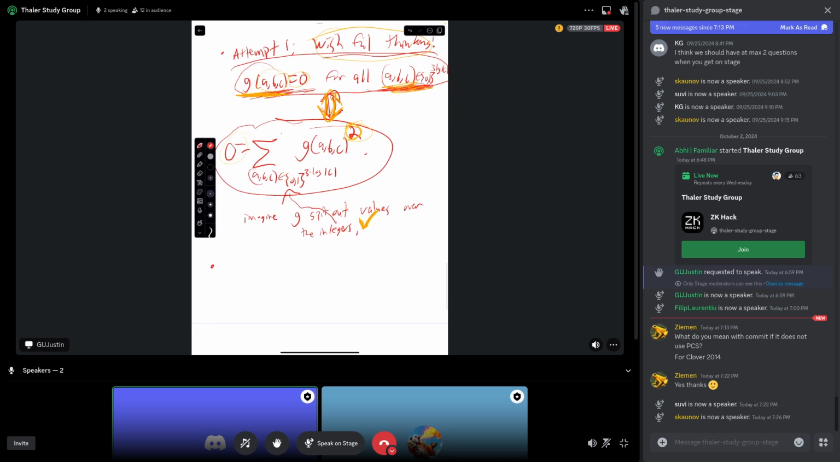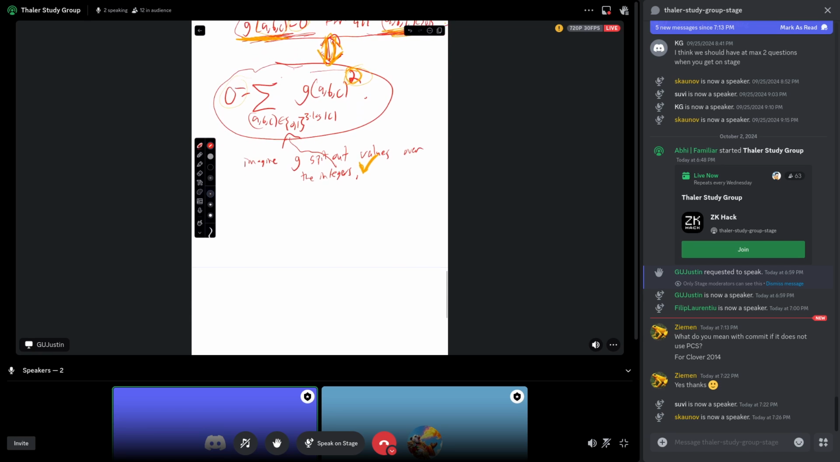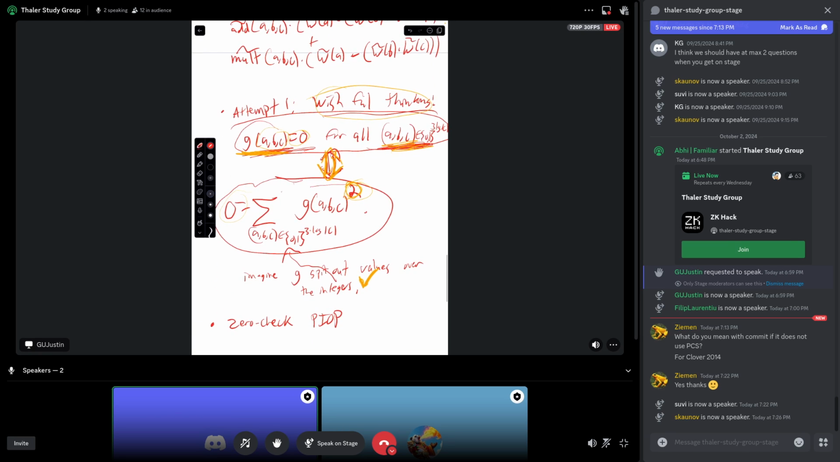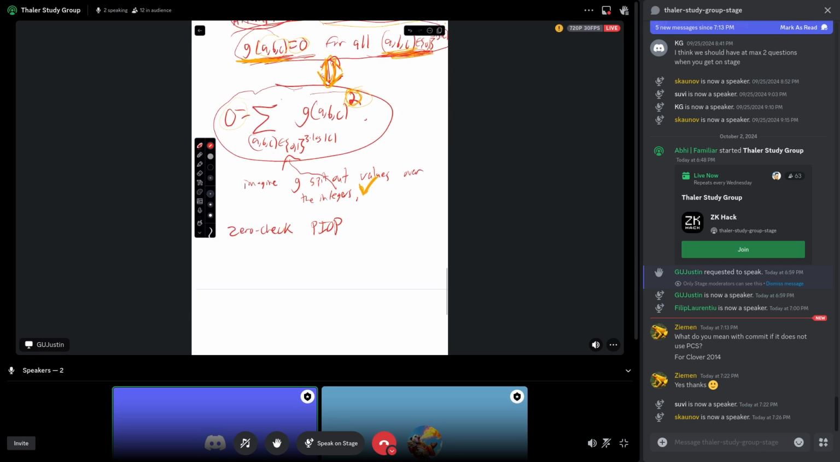Okay, so questions about this? Okay, so the way we deal with this is the following. I think I ran through this when I covered Spartan, but it's pretty hard to follow the first time you see it. Maybe it's not worth covering all the details, but there's something that's now just called the zero check PIOP, which exactly corrects this issue with attempt one.